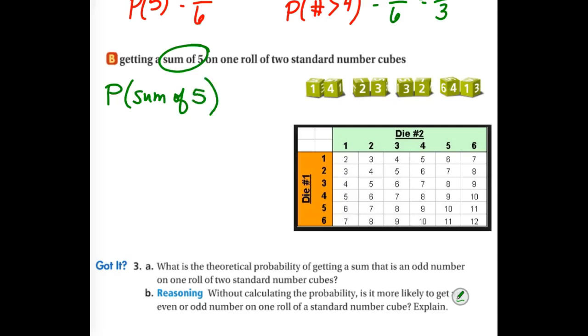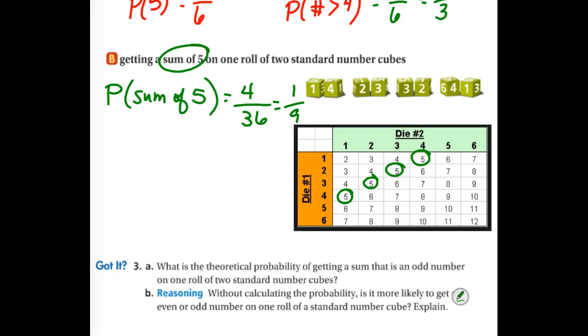So I look at my chart. I've got a 5 there, there, there, and there. How many outcomes is that? How many did I circle? 4 of them. So I have a chance 4 out of, how many different outcomes are listed in that chart? It's a 6 by 6 grid, yes? So I have 36 outcomes total. So I have a 1 out of 9 chance of getting a sum of 5. Agree? Okay.